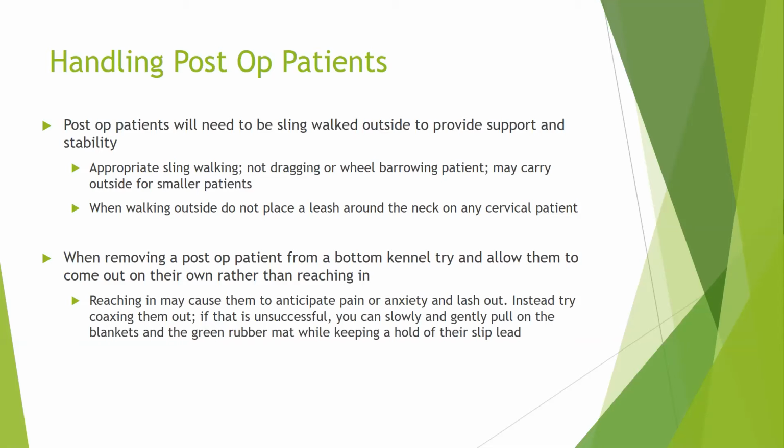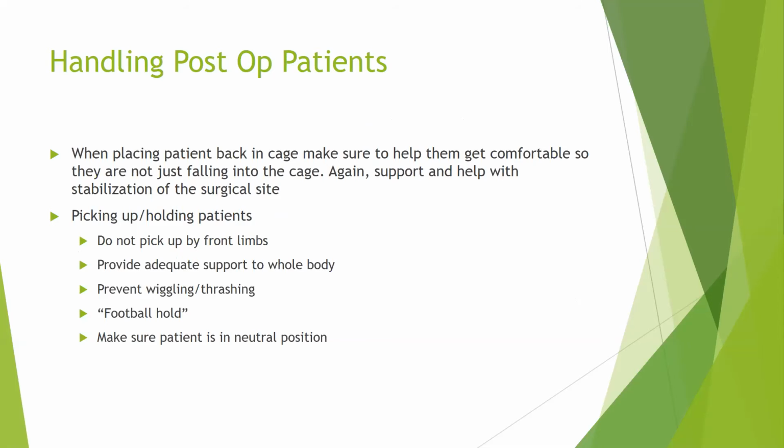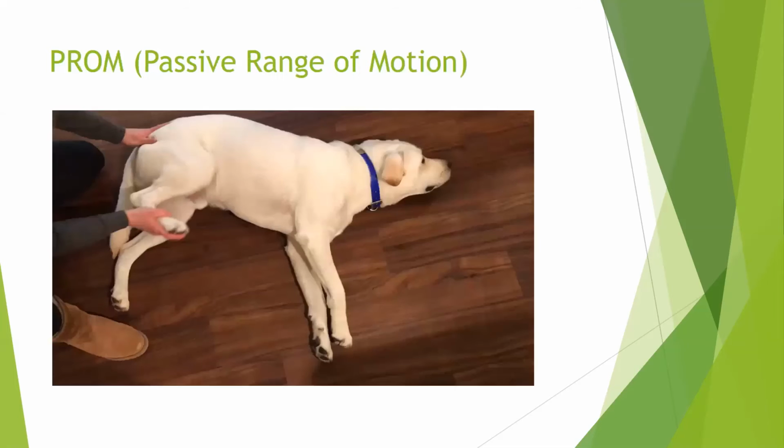If that is unsuccessful, you can slowly and gently pull on the blankets and the green rubber mat while keeping a hold of their slip lead. When placing the patient back in the cage, make sure to help them get comfortable so they are not just falling into the cage. Again, support and help with stabilization of the surgical site. When picking up or holding patients, do not pick up patients by the front limbs. Provide adequate support to the whole body. Prevent wiggling or thrashing. We do recommend a football type of hold, and make sure the patient is in a neutral position.